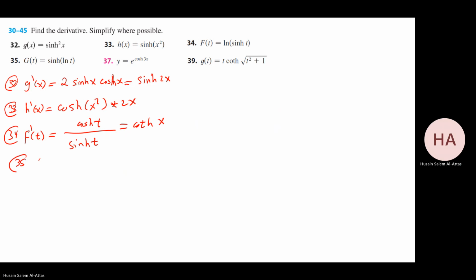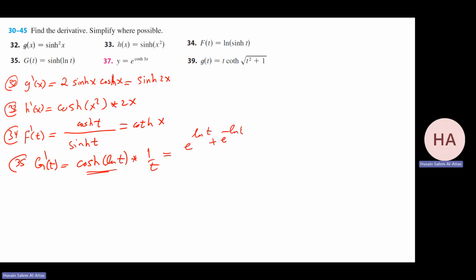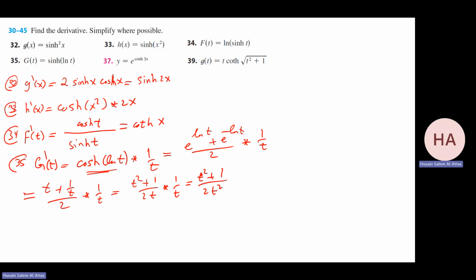35. Capital G prime at t will be cosine hyperbolic of ln t times 1 over t. By the way, this you can simplify. This is (e to the power ln t plus e to the power minus ln t) over 2 times 1 over t. And that gives me (t plus 1 over t) over 2 times 1 over t. And that gives me (t squared plus 1) over 2t times 1 over t. So it will be (t squared plus 1) over 2t squared. Okay.